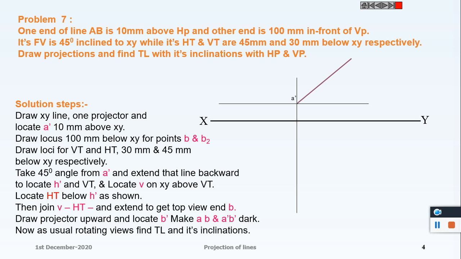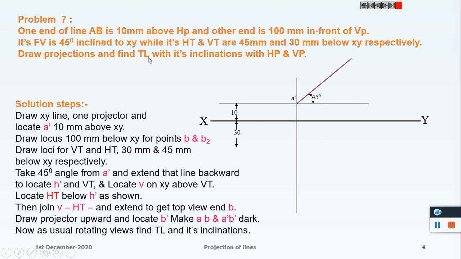One end of a line AB, that is point A, is given as 10 millimeter above HP. So this is the locus of A dash, and its angle is given 45 degree inclined to XY line. But the length of this line is not given, so we cannot locate B dash here. 45 degree angle.